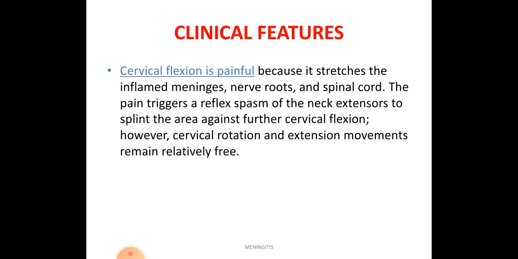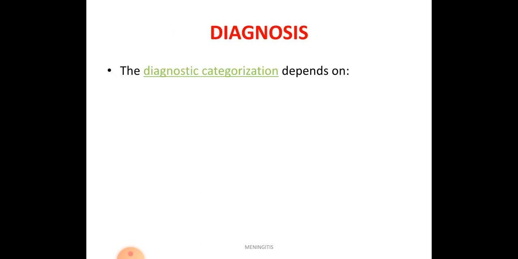Clear? So here the spasm of neck extensors will be working as a splint to prevent further cervical flexion. Why? Because if the cervical flexion increases, it will also increase stretching of meninges, nerve roots and spinal cord, and it will increase the symptoms. But cervical rotation and extension movements are relatively free. Why? Because they are not stretching the meninges.